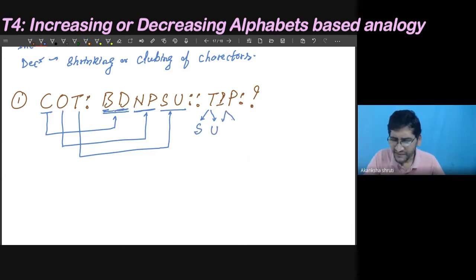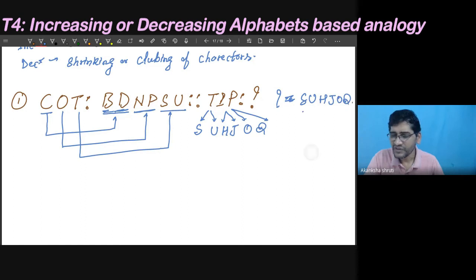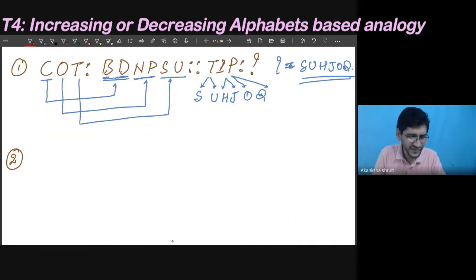For I, HIJ, so H and J we need to write. For this P, we need to write the 2 more. So write it. One before this P, another after this P. OPQ, so O and Q. So what is equals to our SUHJOQ? This will be in your option.